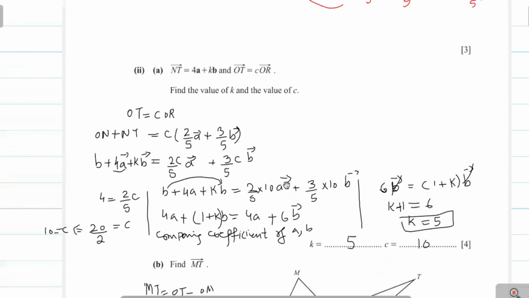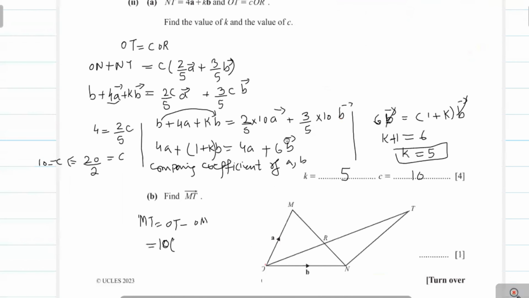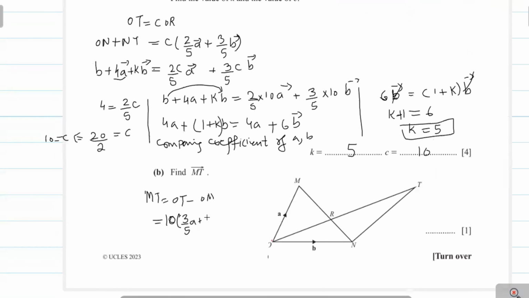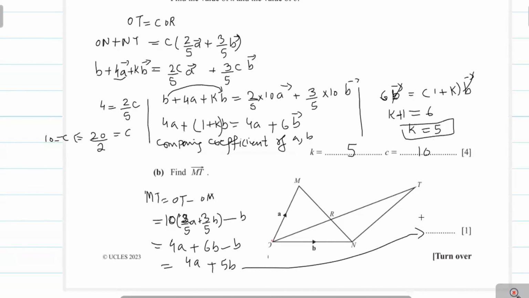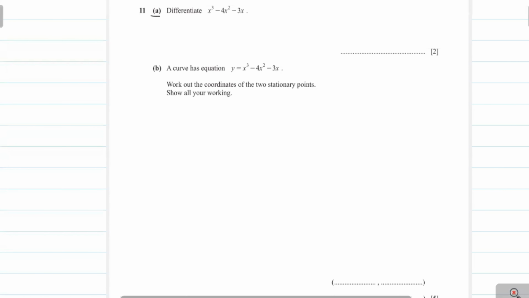OR is 2 over 5A plus 3 over 5B minus OM is B. Now we can write it as 20 over 5 is 4A, 30 over 5 is 6B minus B. Therefore, this will be equal to 4A plus 5B. This is the answer. Question 11, part A, differentiate x cube plus 4x square minus 3x.